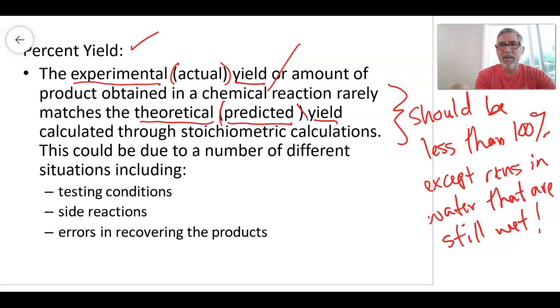The reason why this should be less, the first is testing conditions. If I'm doing a combustion reaction, so if I take a pallet of wood and I've got excess oxygen, and I give it a little fire and I start it, it makes carbon dioxide and water vapor.